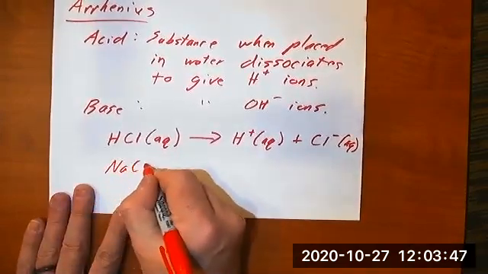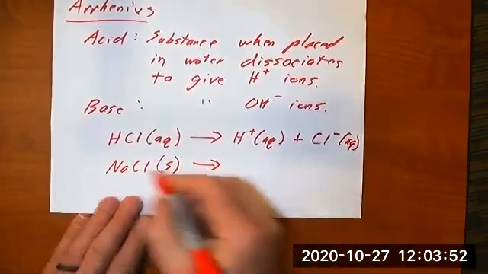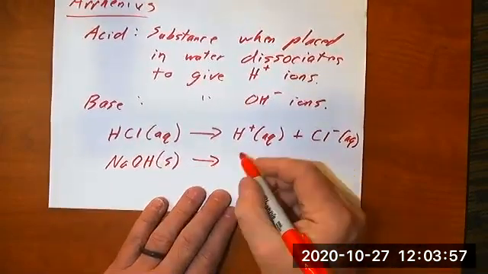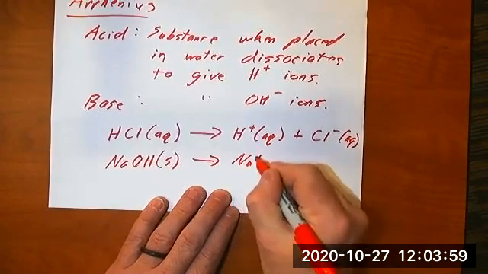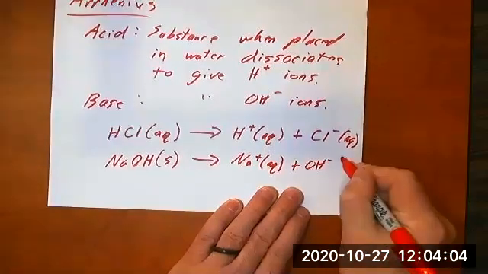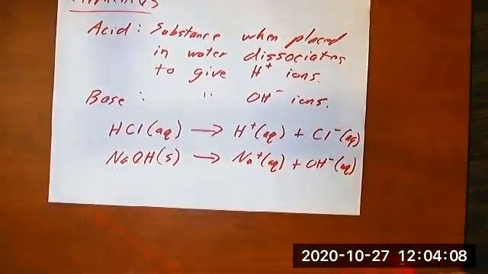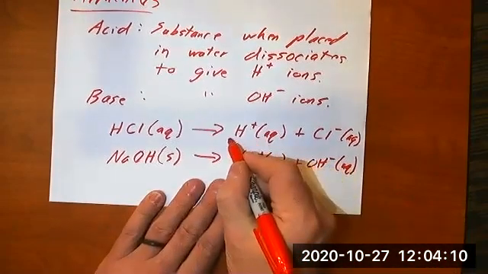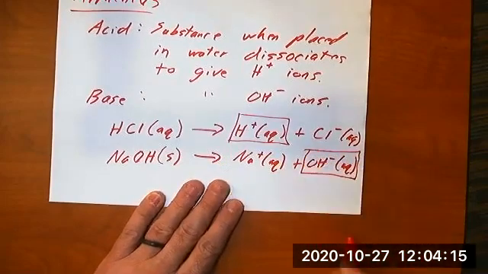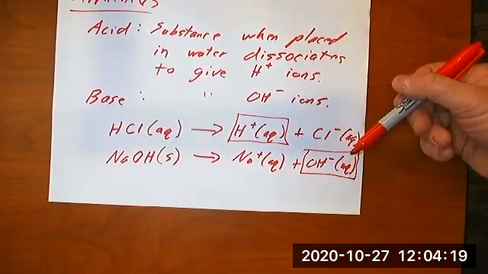Similarly, sodium hydroxide, when placed into water, will dissociate to form sodium plus ions and hydroxide ions. And so this would be an Arrhenius base. The key criteria are these two ions. This is what makes something an acid. This is what makes something a base.